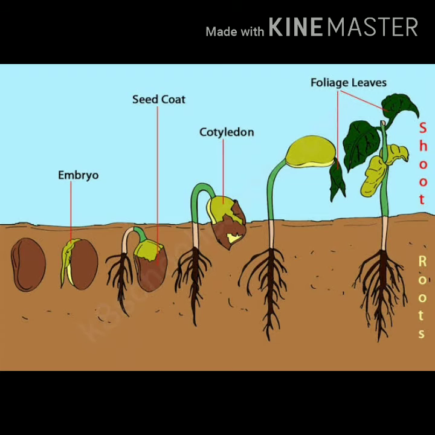In the first stage, a seed is placed in moist soil and it absorbs water. You can see in the picture the water around it. The water then reaches the beginning of the baby plant, the embryo within the seed. In the second stage, this makes the embryo grow and increase in size. Eventually the embryo breaks the seed coat and comes out of the seed.